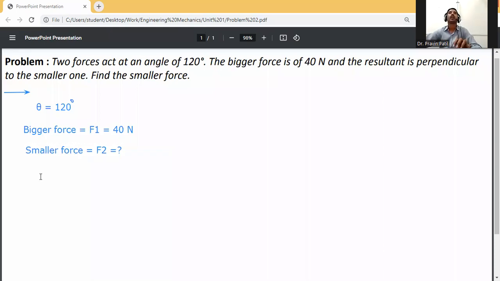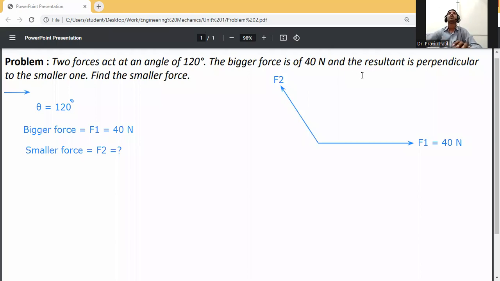First of all, draw the diagram. So this one is the smaller force. Bigger force F1 is given, F1 is equal to 40 Newton. Then the smaller force, so this one is F2.